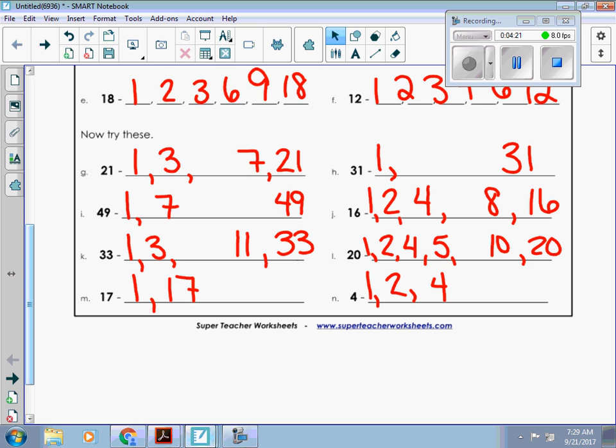So remember, our factors are the numbers in the problem that will equal the goal number. We have to just go through a step at a time, a number at a time, to check to see if it would go into that number. That's how we make sure we get them all. So this is our factors review to get ready for our test.